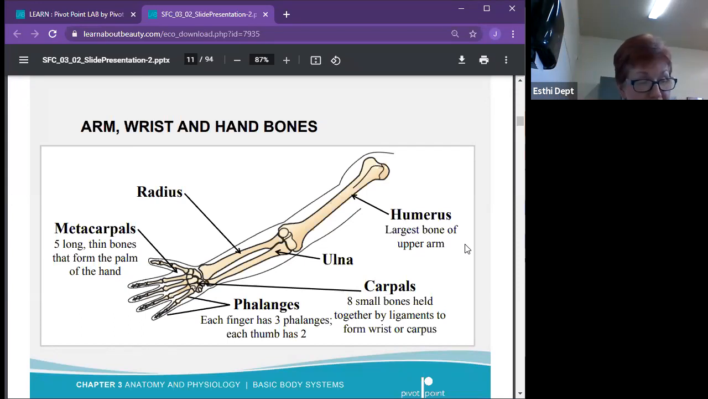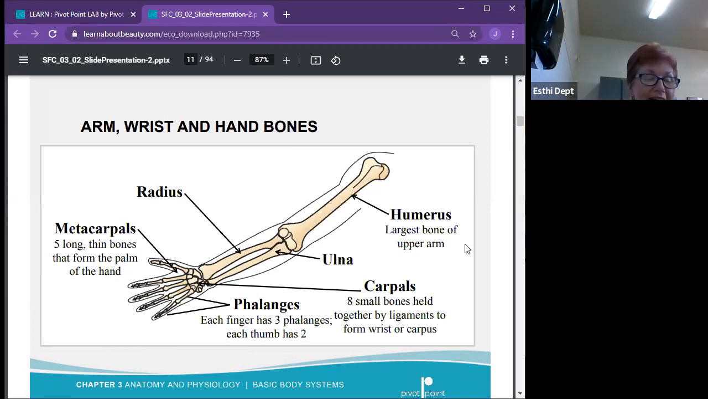We get to the carpals, and these are 8 small bones held together by ligaments that form your wrist, which is known as a carpus. Then you get to the metacarpals, and these are 5 long, thin bones that form the palm of your hand. Now remember, that's only illustrating one arm up there, you guys.